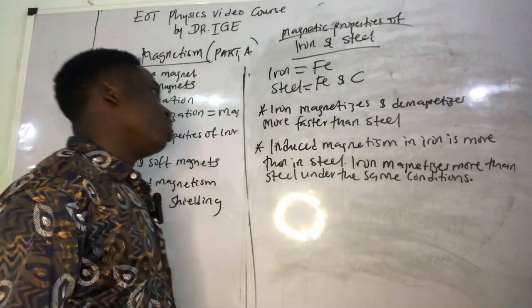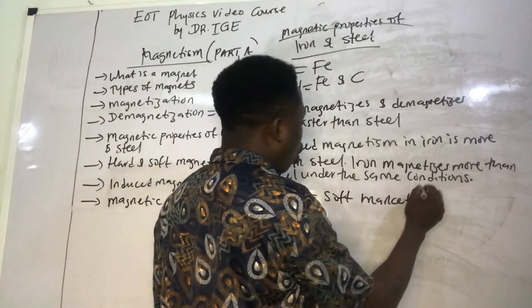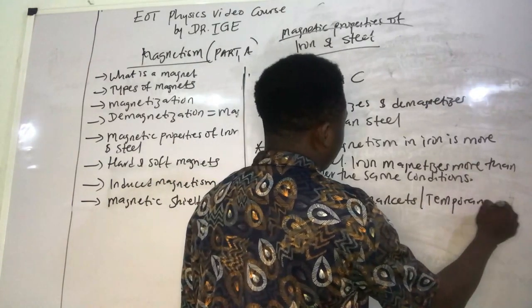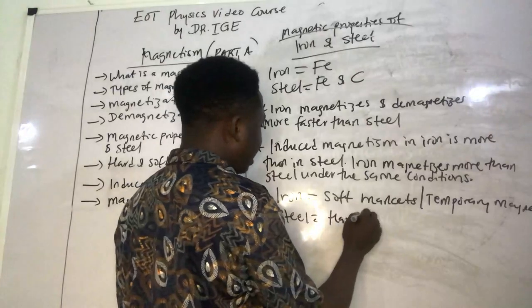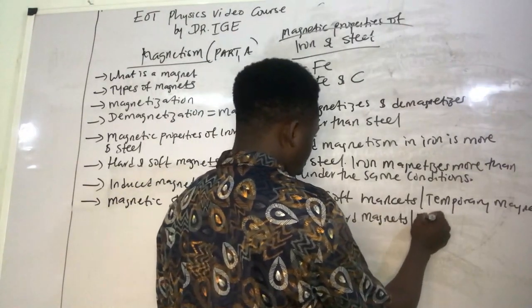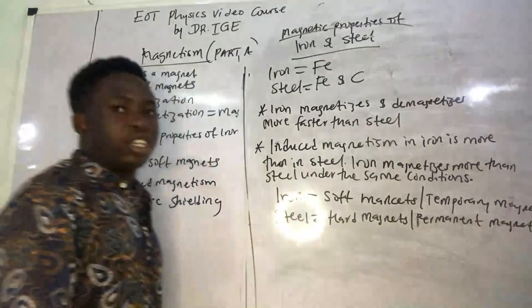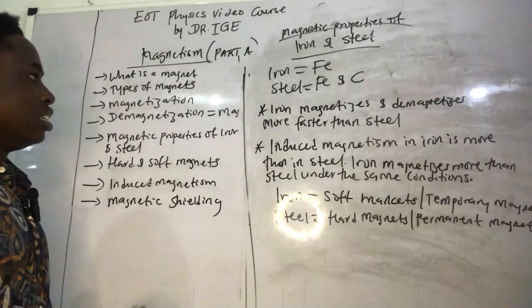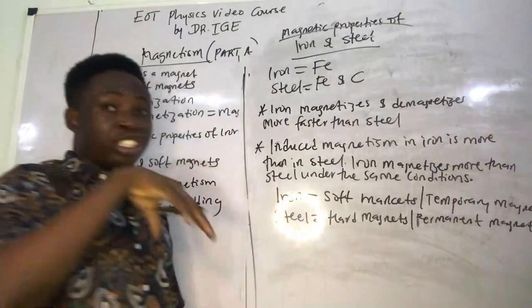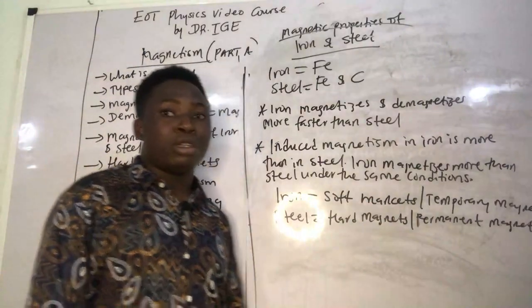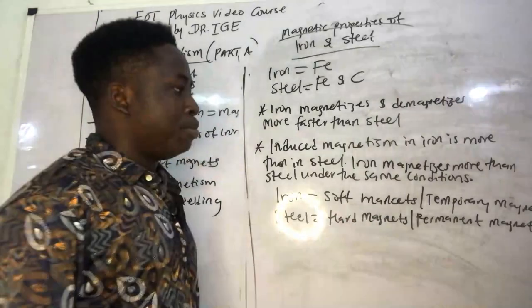You understand? That's the reason why iron is used for soft magnets or temporary magnets. Meanwhile, steel is used for hard magnets or permanent magnets. Just so you can see this part of the board. Okay, you get. So the first difference, iron magnetizes and demagnetizes more than steel. Why? Also in iron, the induced magnetism is more. If you put them under the same condition and you want to magnetize both of them, iron will always catch more of the magnetism. You understand? So iron is used for soft magnets, temporary magnets, steel is used for hard magnets.